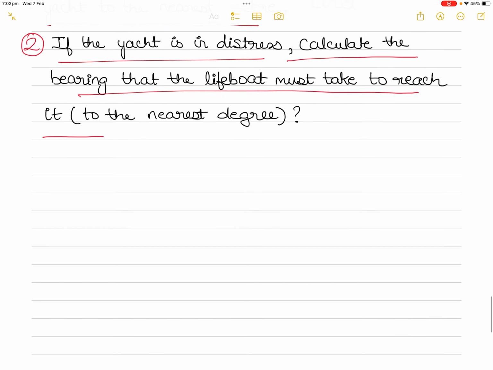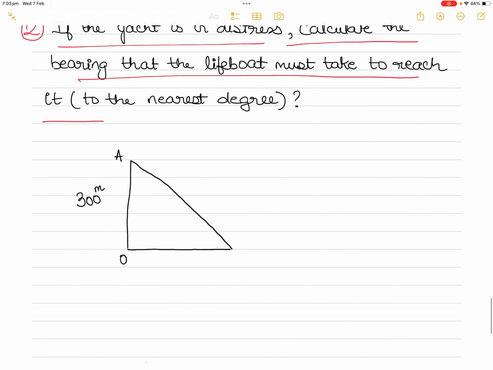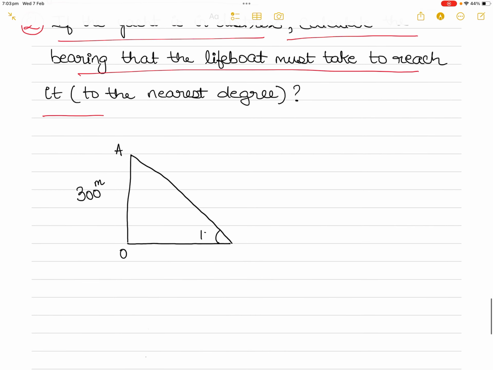So here we have the cliff which is 300 meters high. Alright, let's call this AO, and let's first take the example of the boat. So the angle of depression is 10 degrees in the case of the boat. Alright, so because it's the boat, we'll call it B here, and this is 10 degrees.